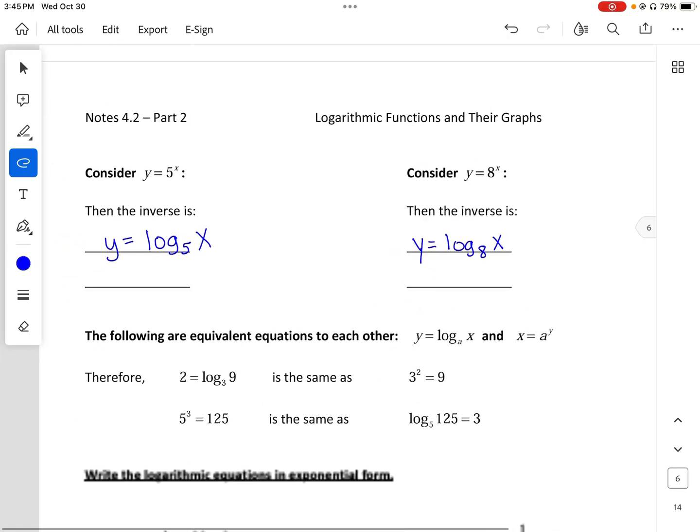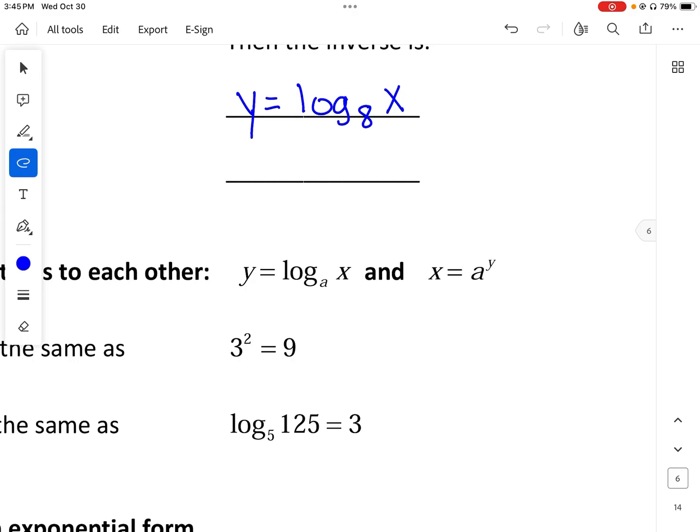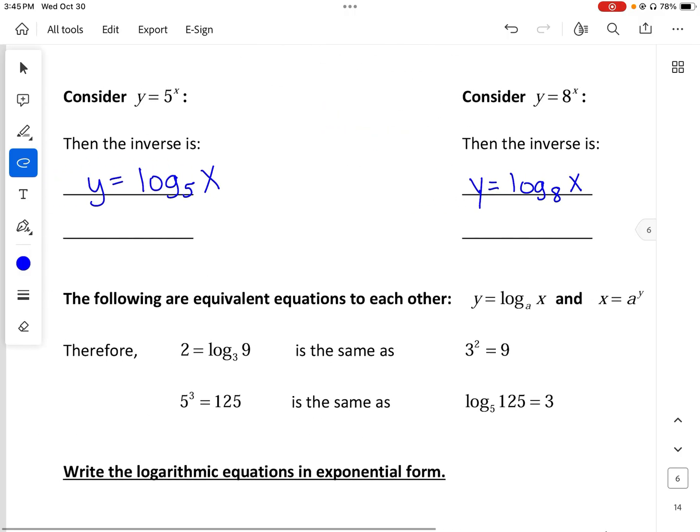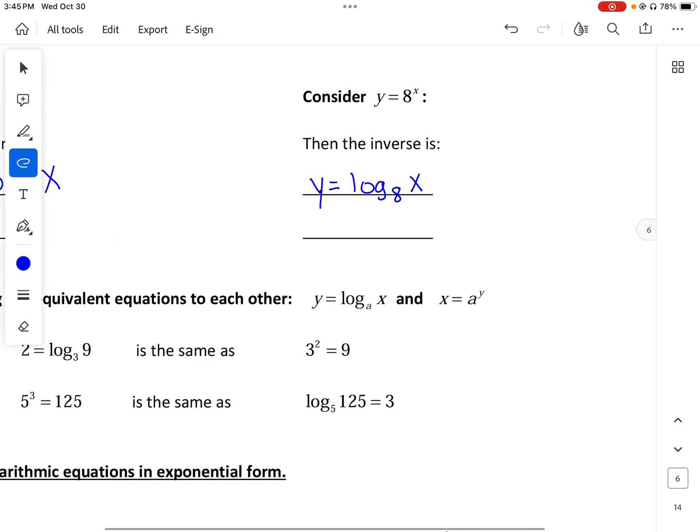Okay, we need to look at some properties. So y equals log base a of x means a to the y equals x. What this means is, remember how with inverses we switch the x and the y, and that's how we come up with the inverse function? It's the same thing here. So if I have 2 equals log base 3 of 9, that's the same thing as saying 3 squared equals 9. I'm going to show you how that comes about.